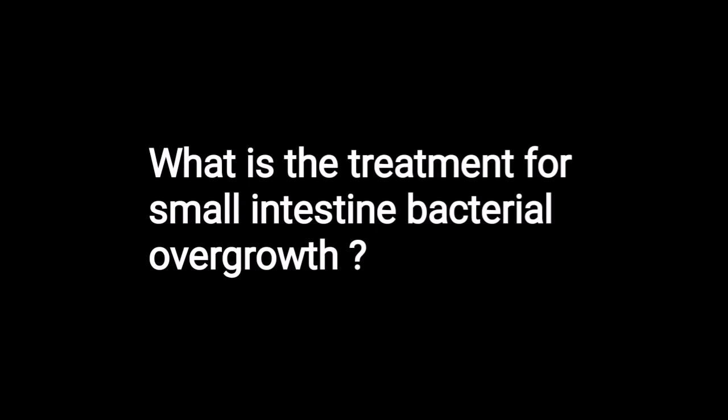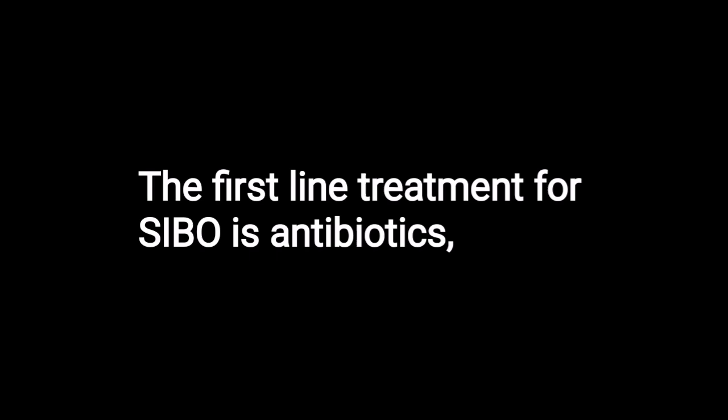294. What is the treatment for small intestine bacterial overgrowth, SIBO? The first-line treatment for SIBO is antibiotics, with rifaximin being the preferred choice. 295. What is microscopic colitis?